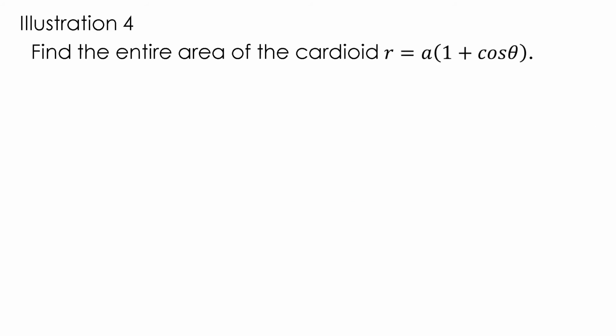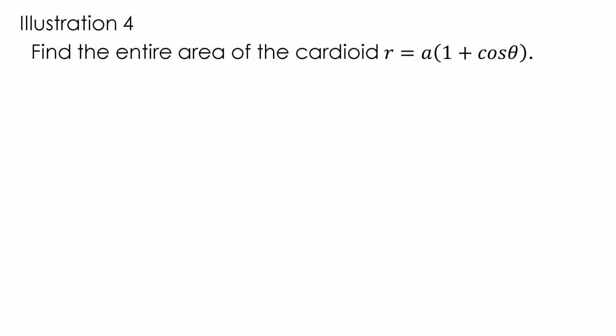Let us solve the area of a cardioid whose equation is r is equal to a times the quantity 1 plus cosine of theta. A cardioid is a heart-shaped curve traced by a point on the circumference of a circle as it rolls around another identical circle. In other words, a cardioid looks like a heart.